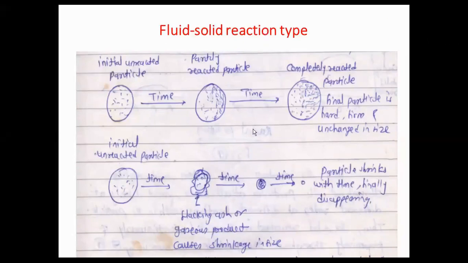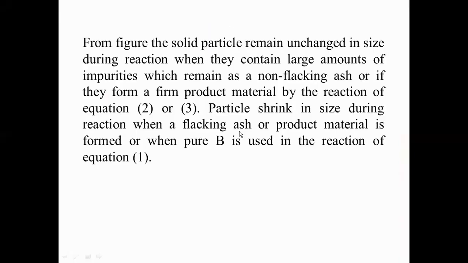This is the fluid-solid reaction type we are seeing here. One type is the completely reacted particle, where after the reaction the final particle is in hard form and unchanged in size. Another type is where the particle shrinks with time and finally disappears. So these are the two types of fluid-solid reaction. Now from the figure, the solid particle remains unchanged in size during the reaction when it contains large amounts of impurities which remain as non-cracking ash, or if it forms a firm product.